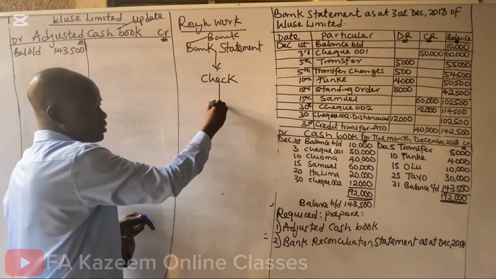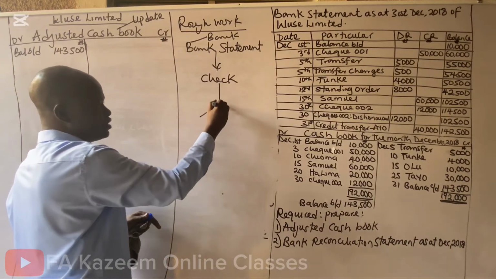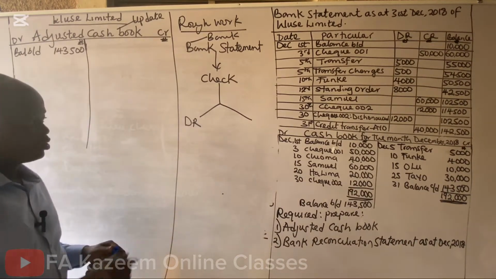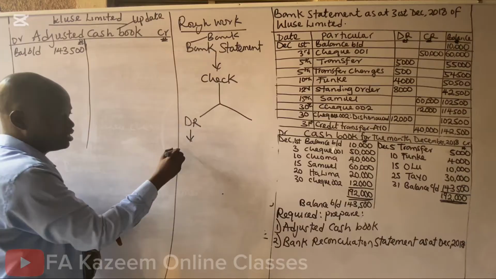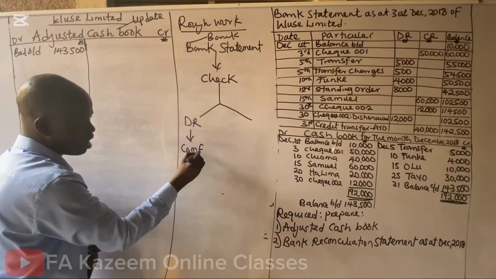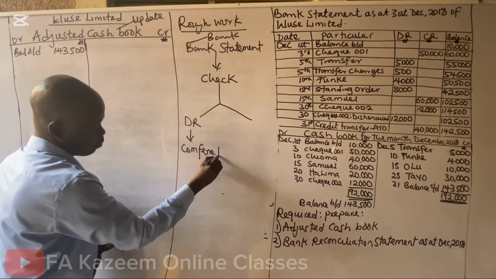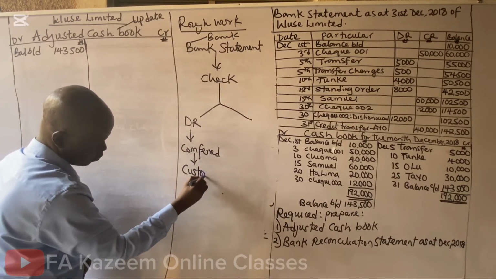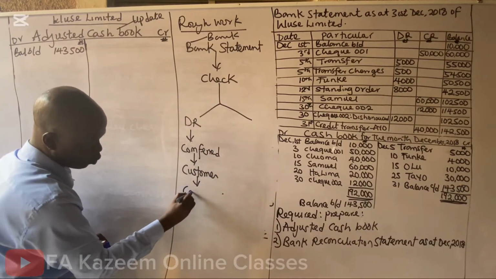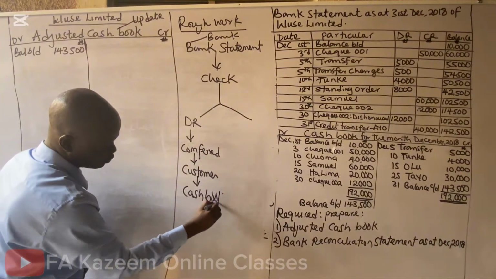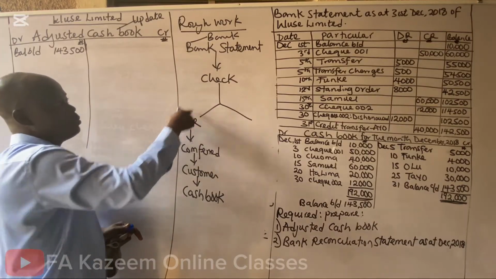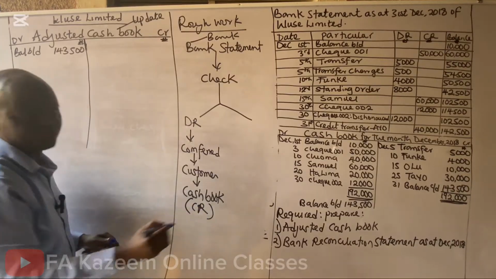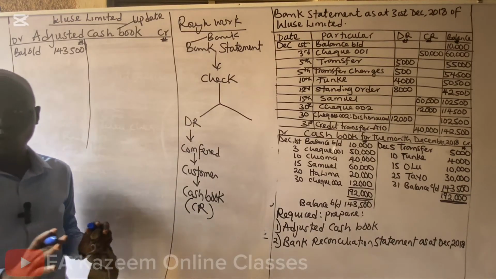And when you check your bank statement, you can check debit, you can check credit. But what I want to do is to check the debit side first. Once I'm checking the debit side, I have to confirm whether the figure was recorded by the customer, where I have to confirm it in the cash book. Now I'm checking the debit side of the bank statement. I have to confirm it on the credit side of the cash book. And that's how we do it one after the other.